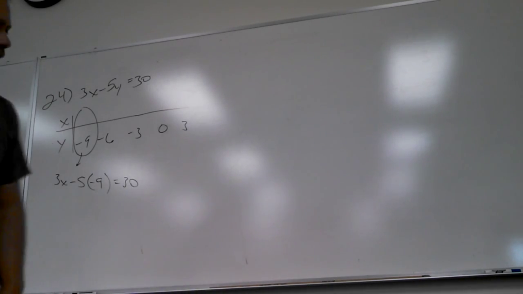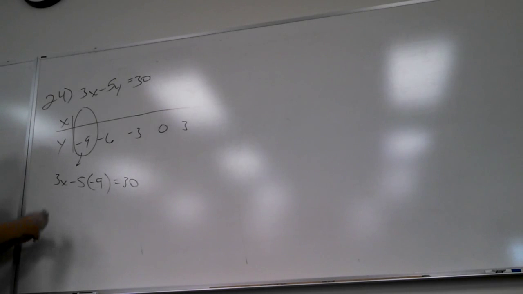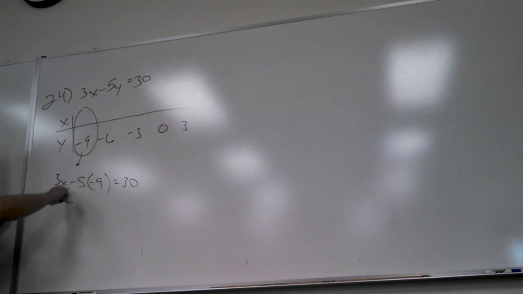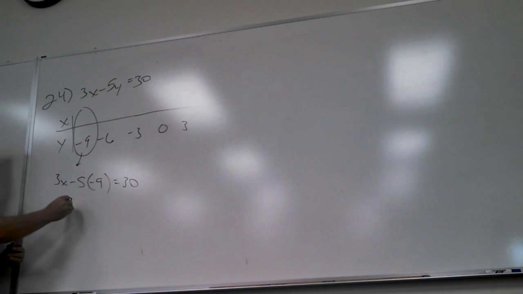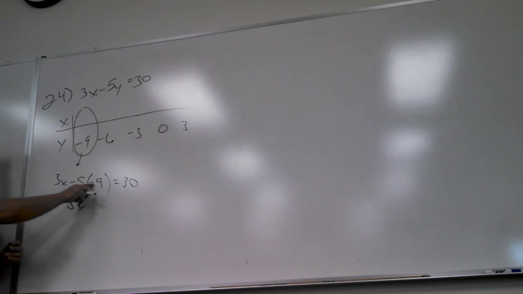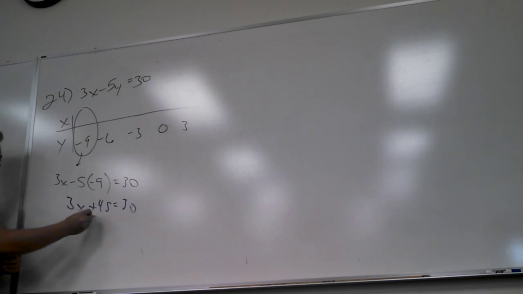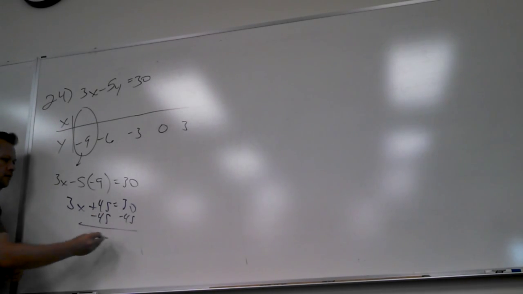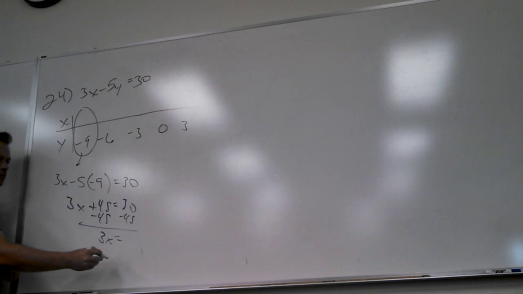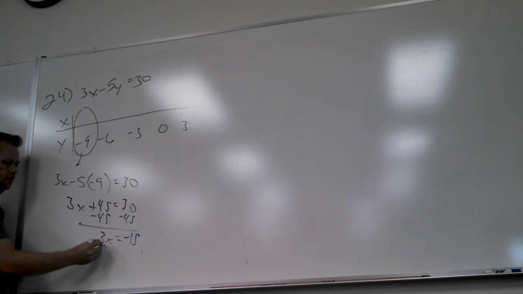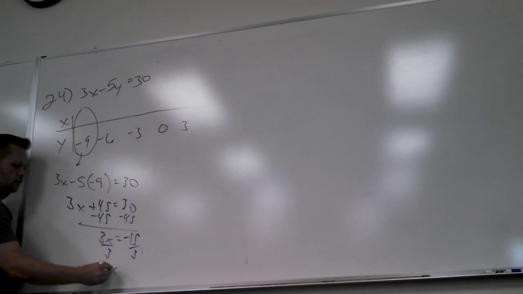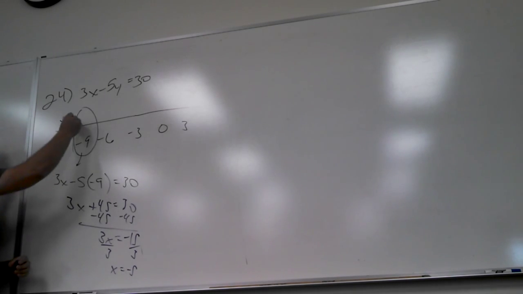Notice this. Let's do the first couple real quick. I want to show you something. How do I solve this for X? So this is 3x plus 45 equals 30. Subtract 45: 3x equals negative 15, and then divide by 3. So I've got negative 5 there.